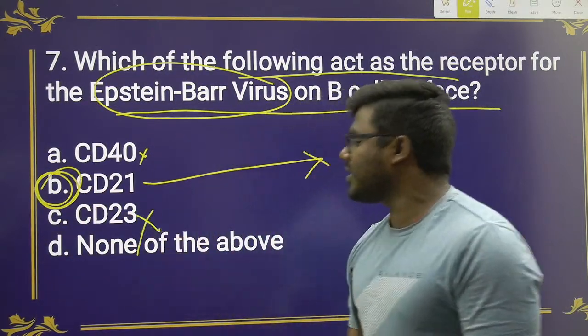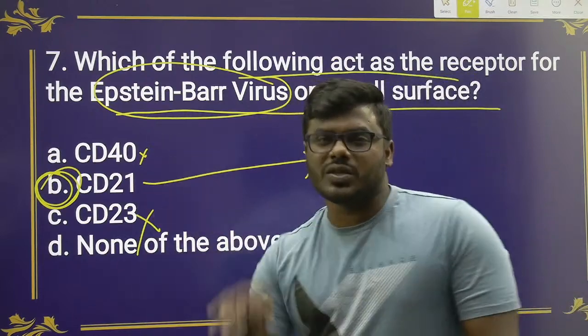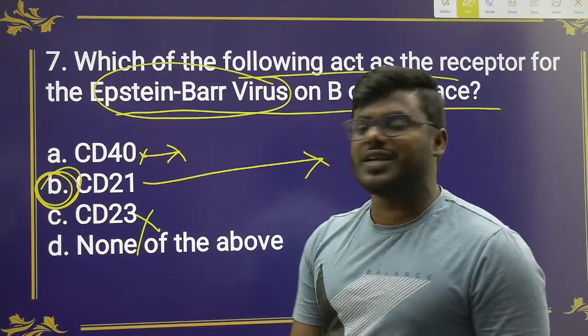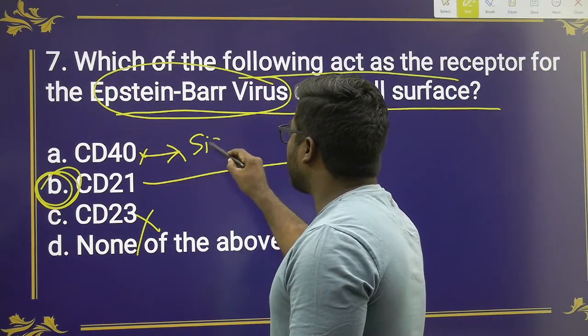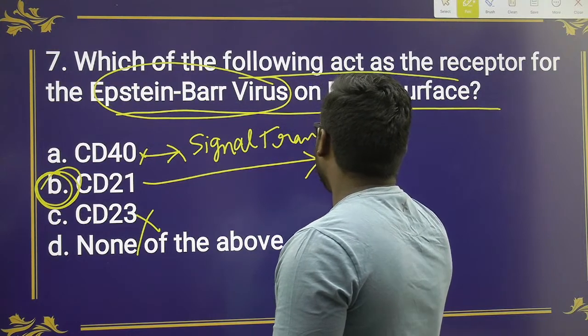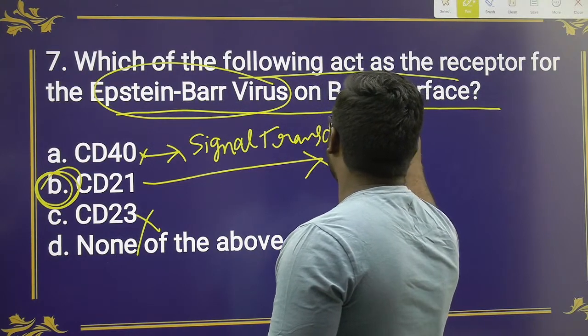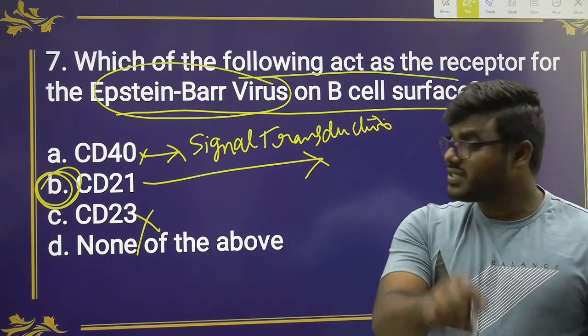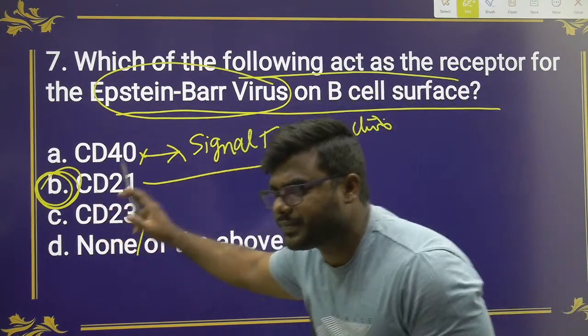CD23 does not have any action. Even though CD40 is present, remember it is responsible for signal transduction. It does not have any role in associating with the Epstein-Barr virus. Hence the correct answer will be B.